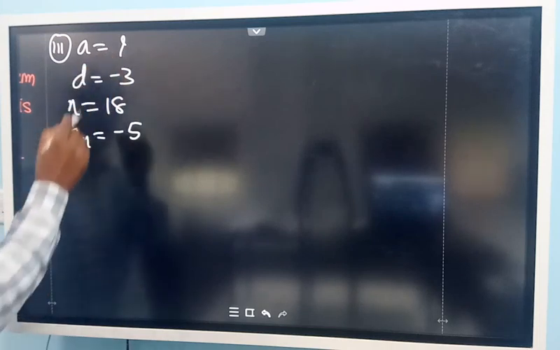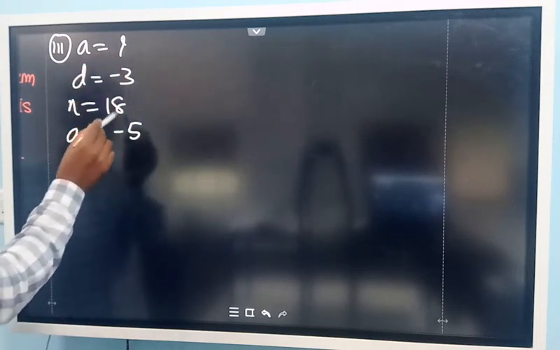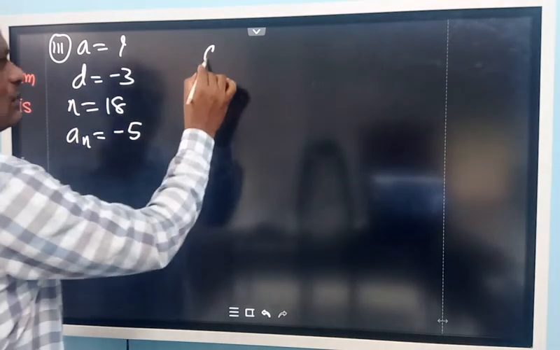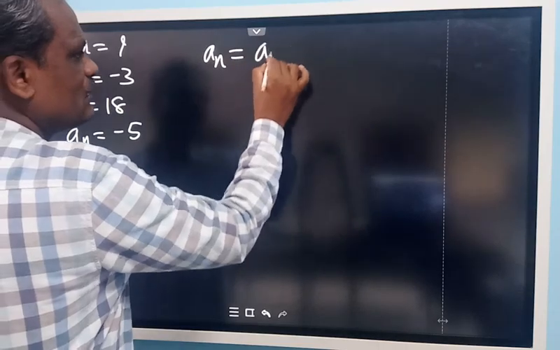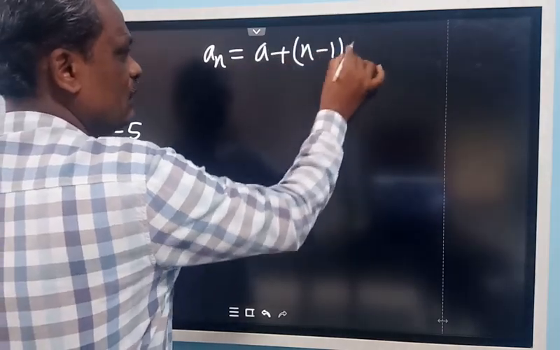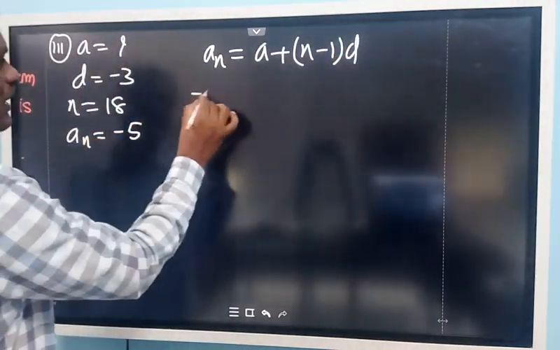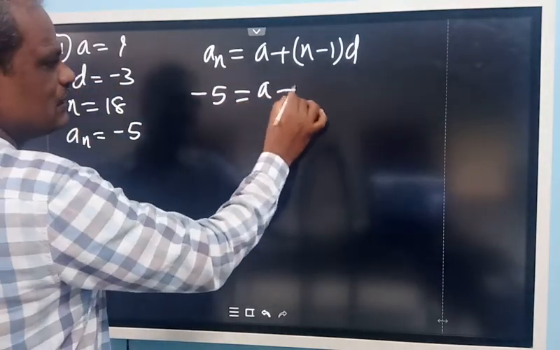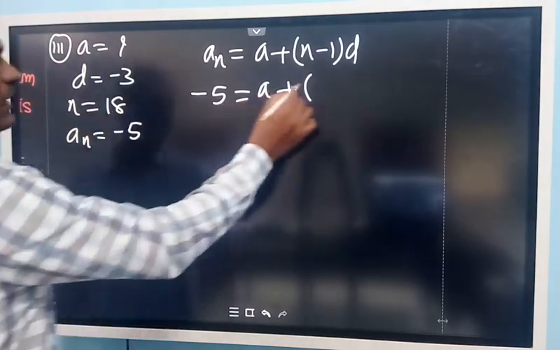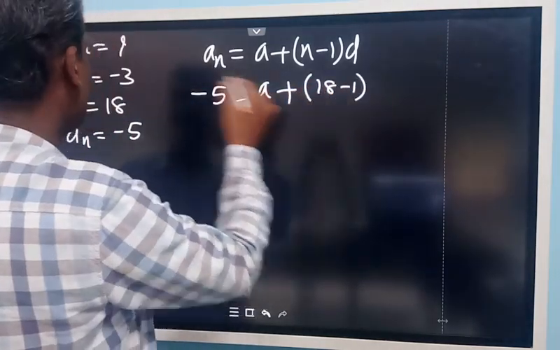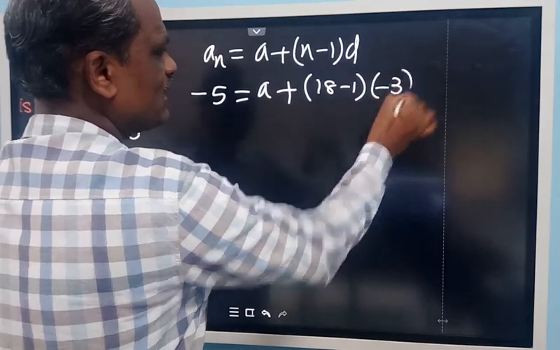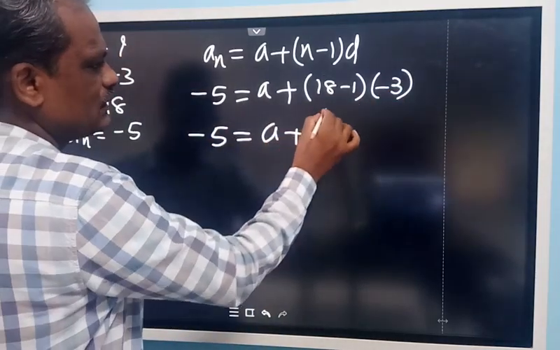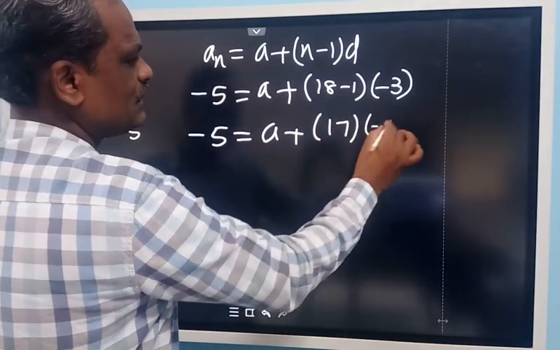The given question, third question, A we need to find out. First term of this AP we have to find out. D is given minus 3, N is equal to 18, number of terms 18, and the last term is minus 5. So let us use the nth term formula. AN is equal to A plus N minus 1 into D. So nth term here minus 5. Minus 5 is equal to A value, we have to find out, keep as it is, N minus 1. So here 18 minus 1. D value, so write inside the bracket, minus 3. So minus 5 is equal to A plus 17 into minus 3.